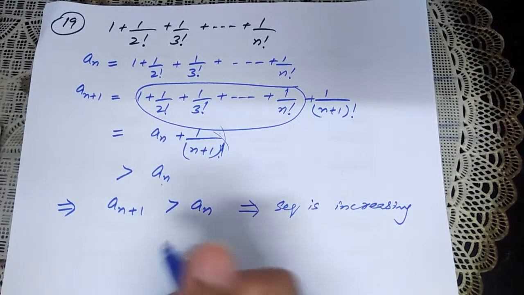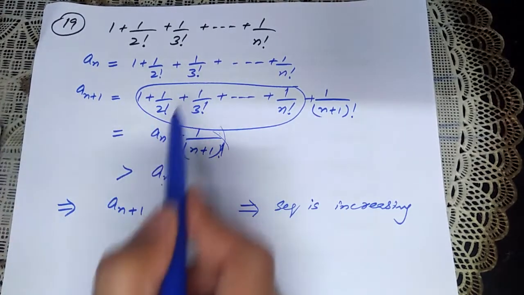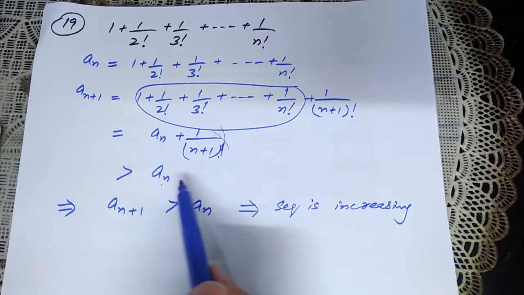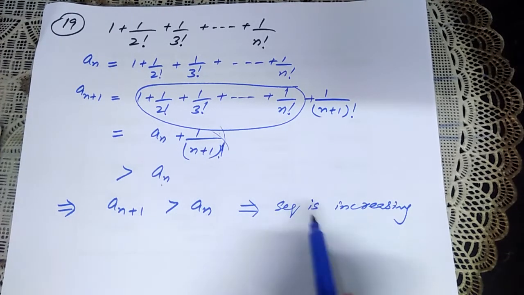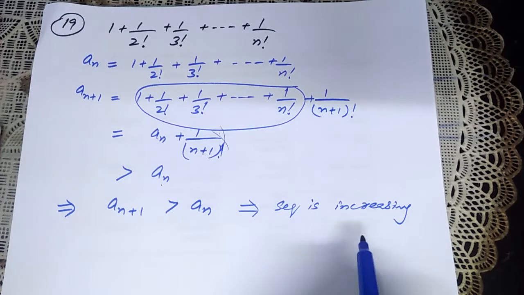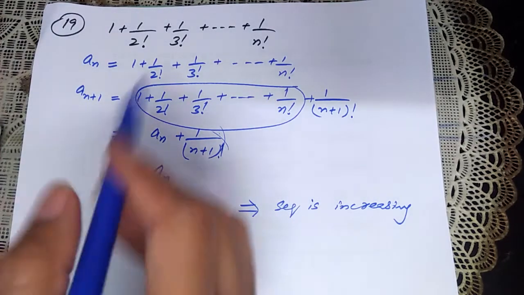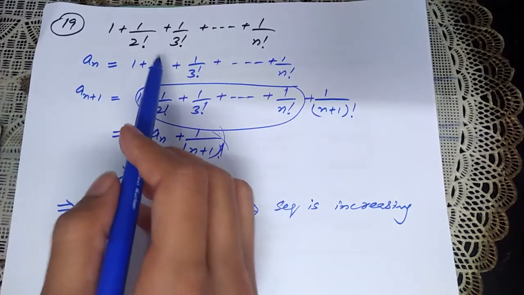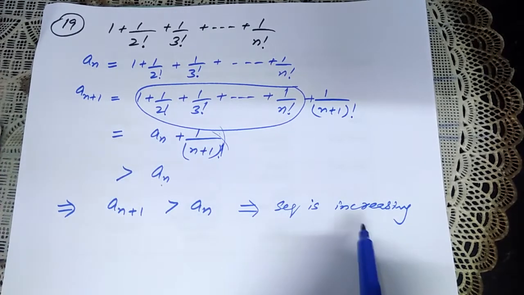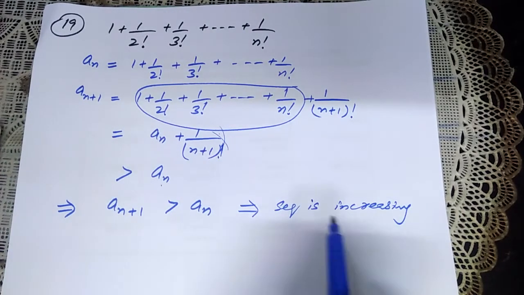The sequence is increasing. Now we need to check, because I'm solving this question with another approach: if the sequence is increasing and bounded, then it will have some upper bound as well, and it will converge to some limit. I'm approaching that method here in this question. So the sequence is increasing. Since the sequence is increasing, we need to check whether it is bounded or not.